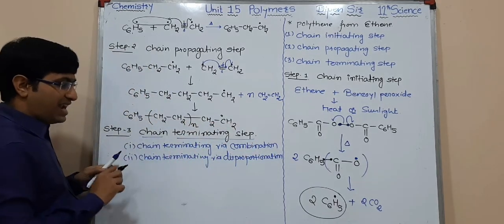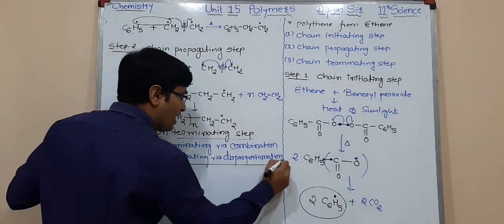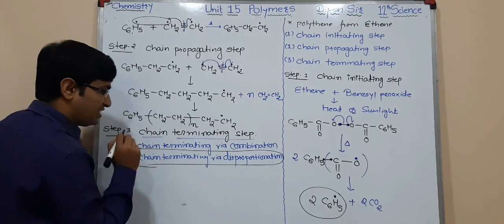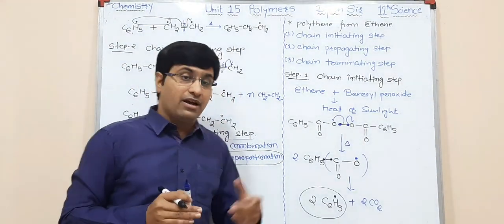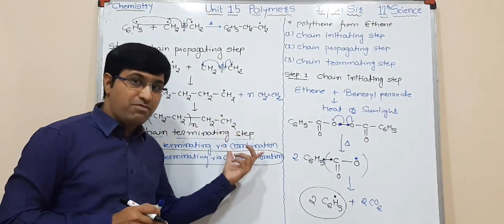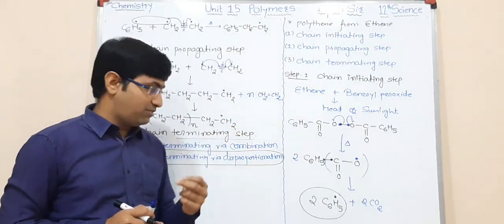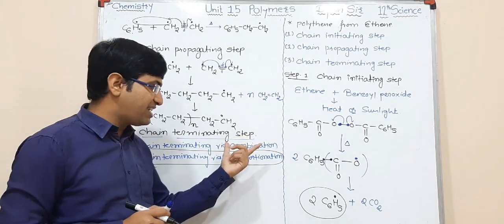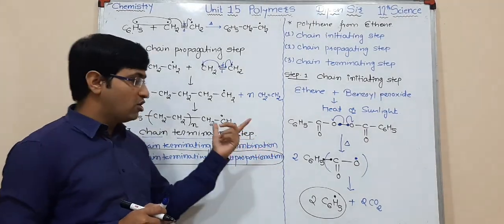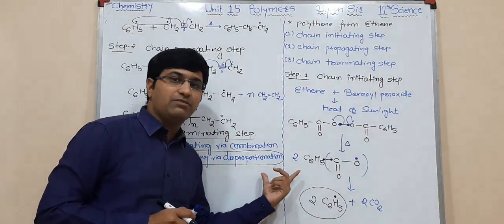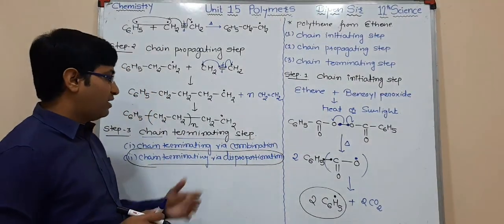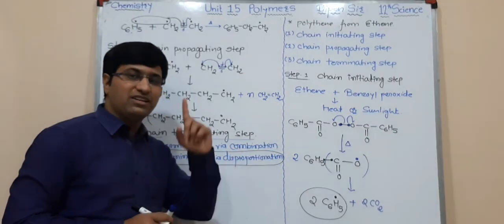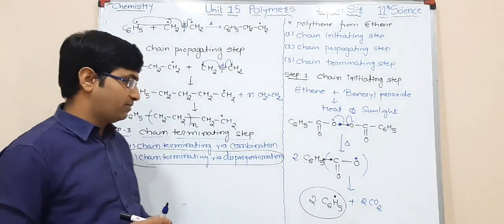Yes, the second one, chain terminating via disproportionation, this step is not included in our NCERT textbook, but the terminating step can occur via two procedures. It can take place via combination or it can be possible via disproportionation. So first we are going to take the step of combination that is given in our textbook.